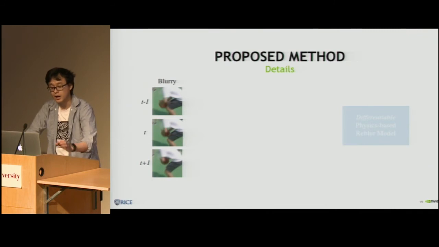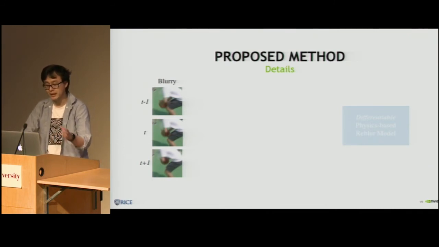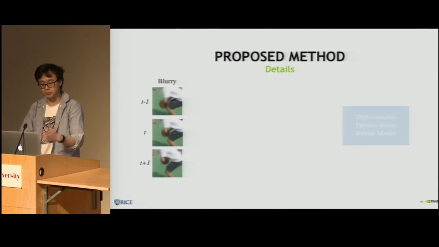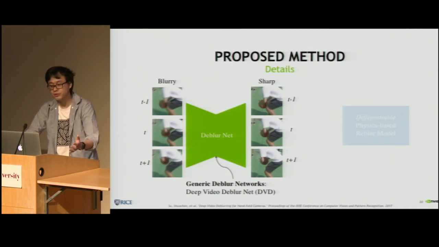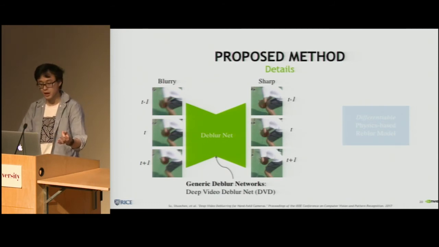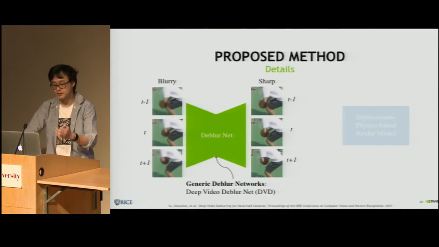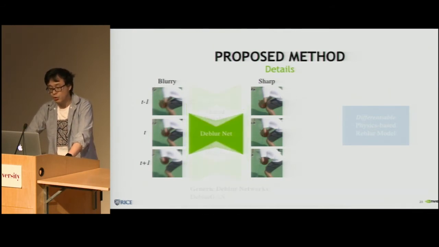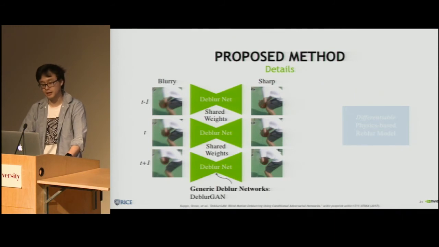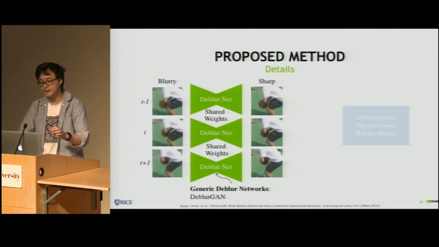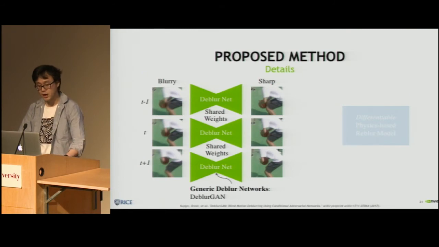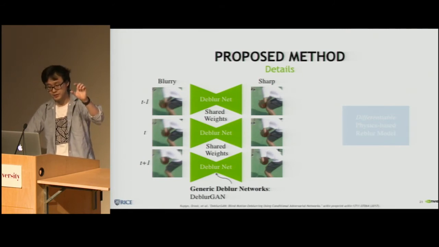Now let's take a look at the detailed implementation of the framework. First of all, a sequence of blurry images will be fed into the deblur network to generate sharp deblurred images. The deblur network could be any generic one, such as the deep video deblur network by Su et al., which takes a sequence of inputs. Or it could be the more recent DeblurGAN proposed by Orazio et al., which takes individual image inputs. In that case, we can apply the same network, the DeblurGAN network, to each of the input images in the sequence, and then get a sequence of output sharp images.